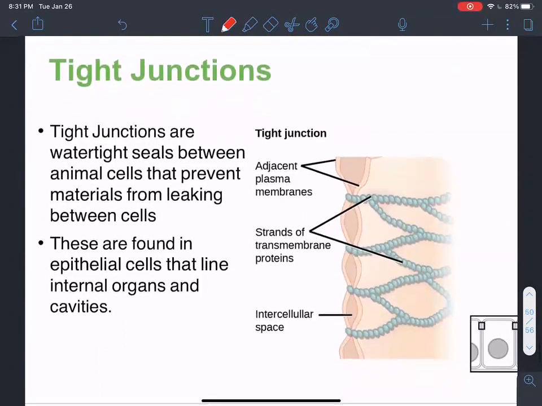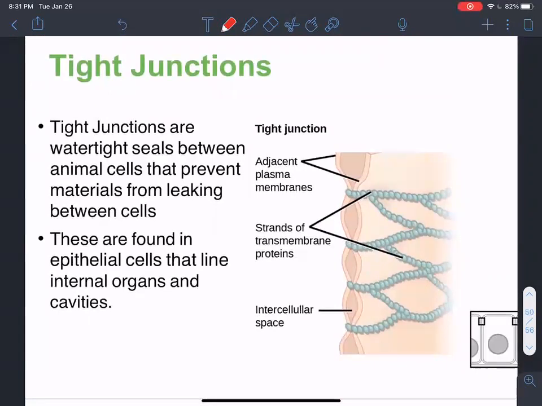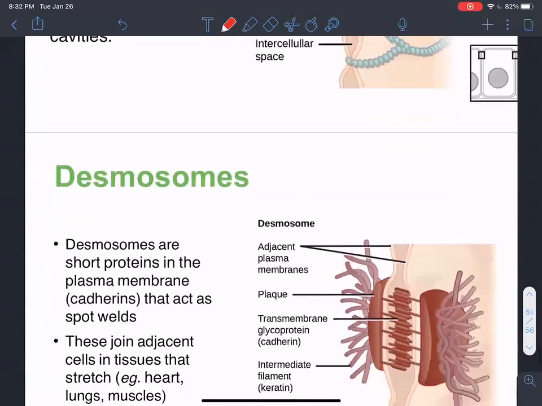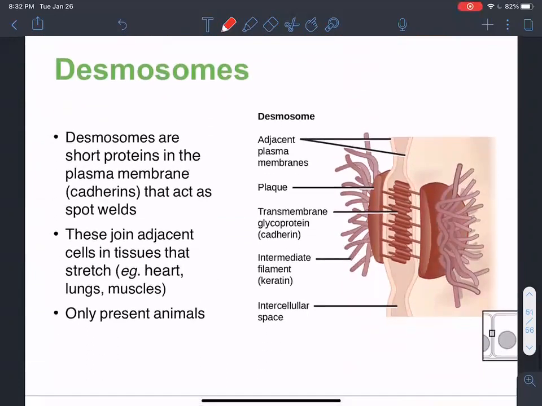Now we have tight junctions. Tight junctions are watertight seals between animal cells that prevent material from leaking between each other. They're basically just sealing the cells together, meaning nothing can get through. They're found in epithelial cells that line internal organs and cavities, and they are very, very important. If you have a disorder where your tight junctions are not holding properly, that's bad. Things can get in that shouldn't and get out that shouldn't.